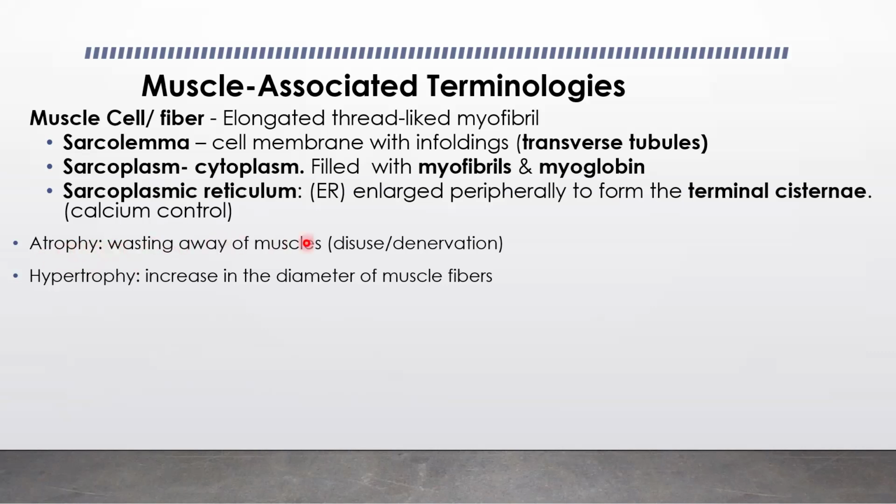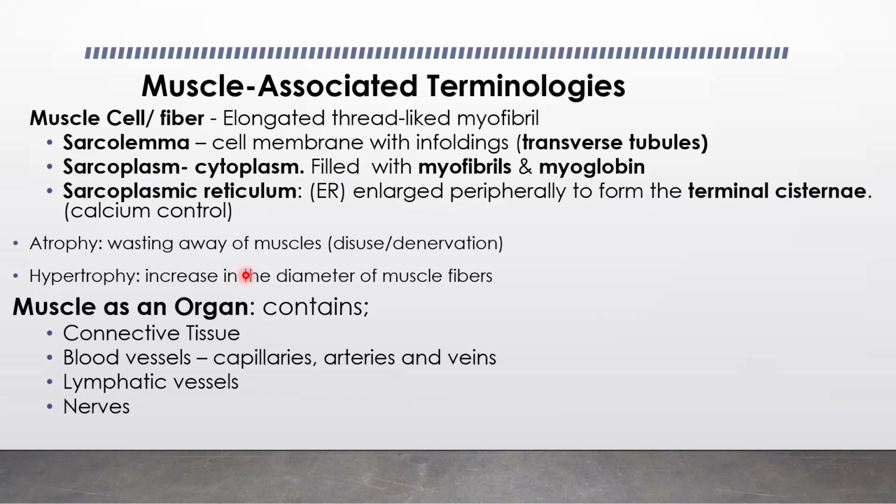So atrophy is a wasting away of muscles due to disuse or maybe absence of innervation. And this actually is even present in paralysis. Then hypertrophy is an increase in the diameter of the muscle fibers due to continued use. So for the people who usually go to the gym, they increase the diameter of the muscle fibers, the diameter of the myofibrils. That is the reason why the muscles hypertrophy. They become bigger and bigger, the biceps enlarge. That is hypertrophy of the muscles.